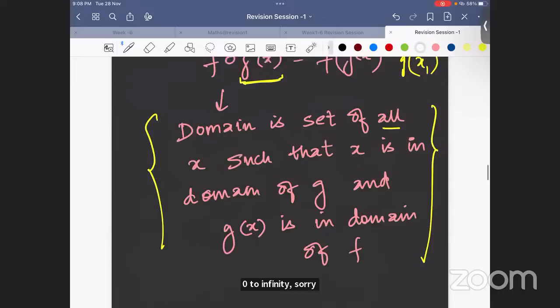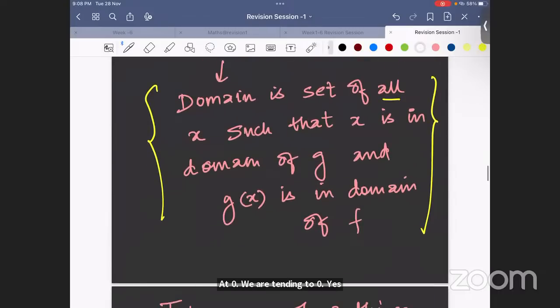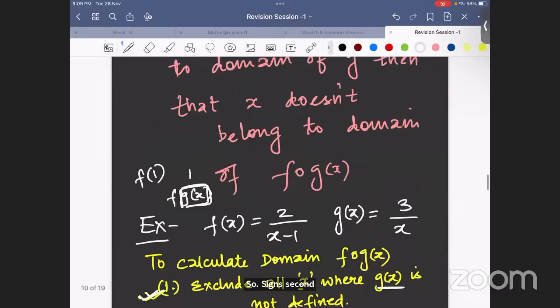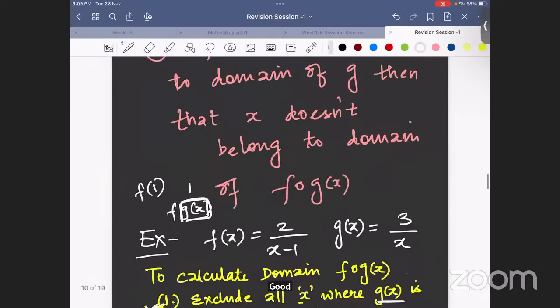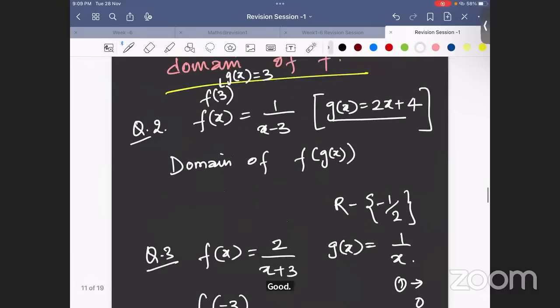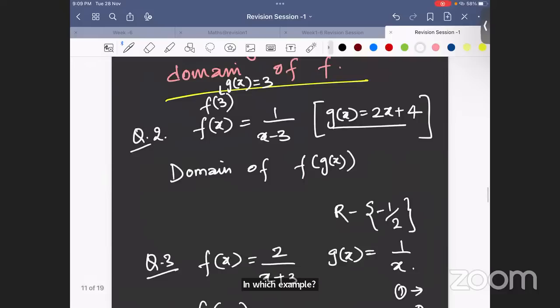Any problem? Yeah. In the second example, for g(x). In which example? Sir, the second example. Okay, the second one. Sir, we can put minus 2 for the x value in g(x), that we got 0.